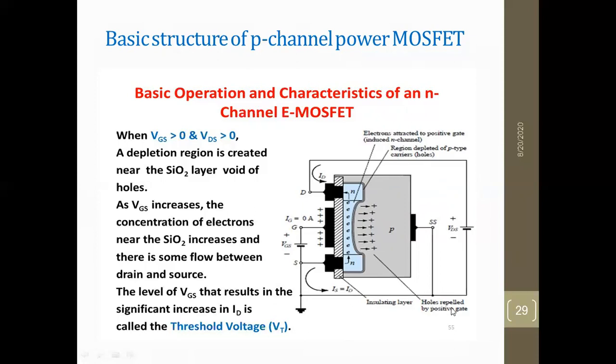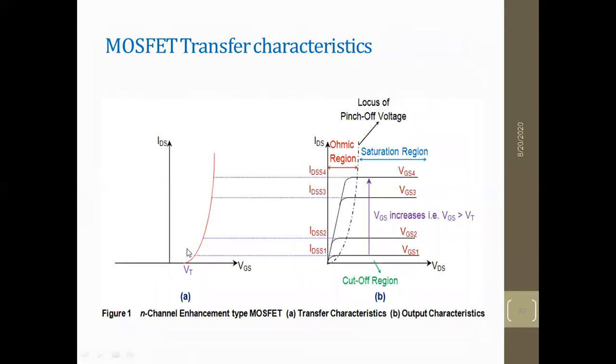Here, holes are repelled by positive gates, and this is nothing but the insulating layer of oxide. Then, how are the metal oxide silicon field effect transistor characteristics observed? Those are the transfer characteristics for an n-channel enhancement type MOSFET. Here we will consider only the enhancement type MOSFETs for switching devices in power electronics.